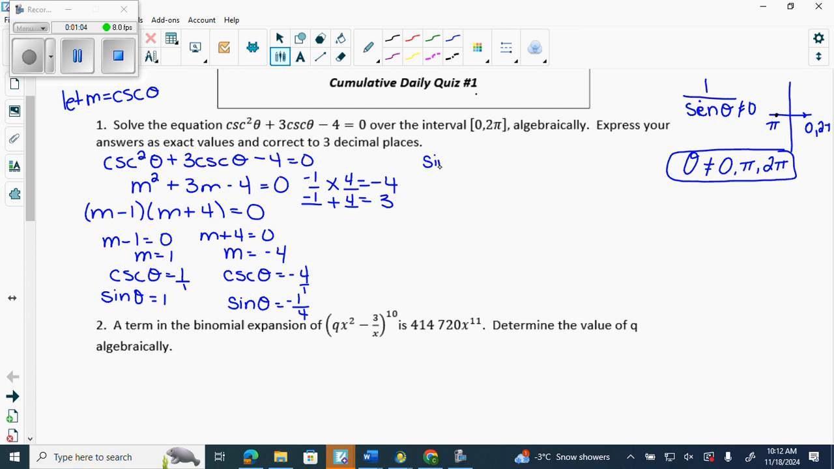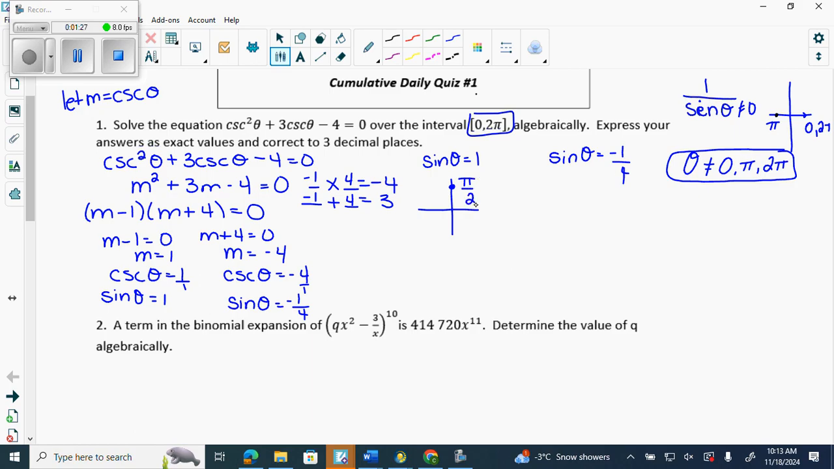So we have sine theta equals 1. Sine theta equals negative 1/4. Sine theta equals 1 should be the easy one. Where does that happen at? 90 degrees, but our answer has to be in radians. Some people are still giving degree answers when it's in radians. So this is pi over 2.